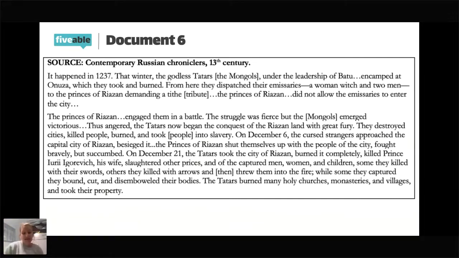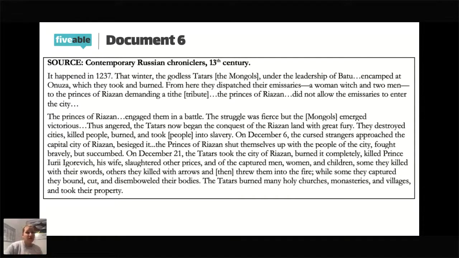This one is not so flattering on the Mongols. So which is most obvious? Historical situation, intended audience, purpose, or point of view? This one's a little bit hard because we don't have a lot about the people who wrote this. So we really can't do a lot with point of view. More we could do with purpose because of what's being written in the document.